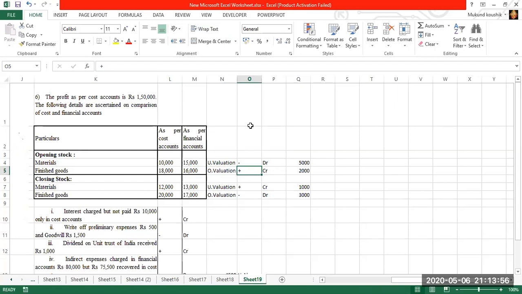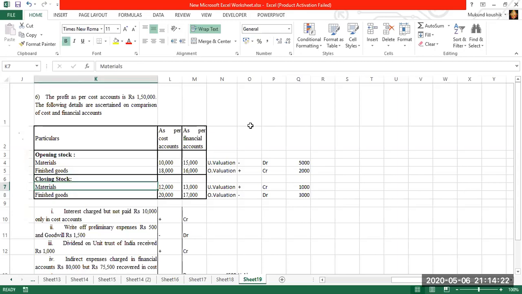Whenever there is overvaluation of opening stock you have to add, and undervaluation of opening stock you have to subtract. Now what amount do you have to subtract here? First case, in the case of materials, 10,000 minus 15,000, the difference amount will be 5,000. Here also the difference between 18,000 and 16,000 is 2,000. Then again coming to closing stock, undervaluation should be added and overvaluation of closing stock should be deducted.